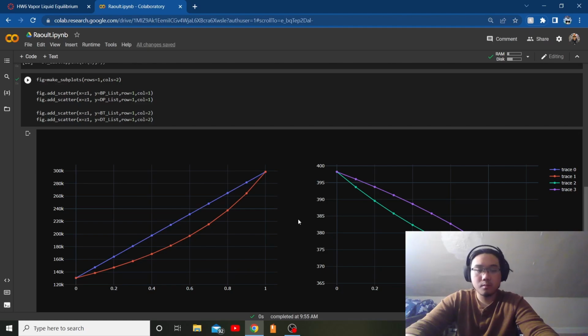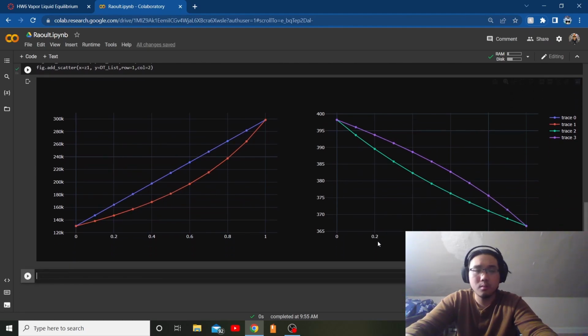And so these two plots here actually have a name, and they're called vapor liquid equilibrium plots. In this case, it would be called a binary VLE because we have a two component system, right? Benzene and toluene. So that's what these are called.